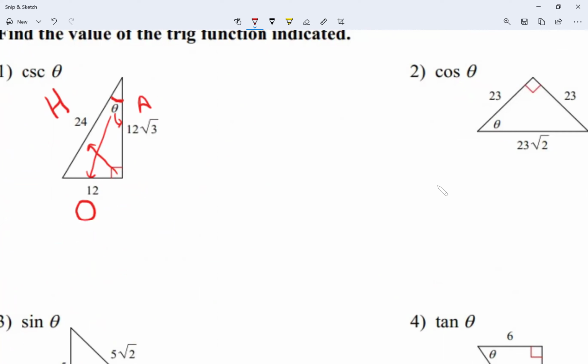Hypotenuse over opposite. So I'm just going to go 24 over 12. And then simplify your fraction if possible. Some of your fractions do finish as a fraction. Some of your fractions simplify to a whole number. In this case, 24 over 12, I can say, well, let me divide each by 12. So that gives me 2 over 1.